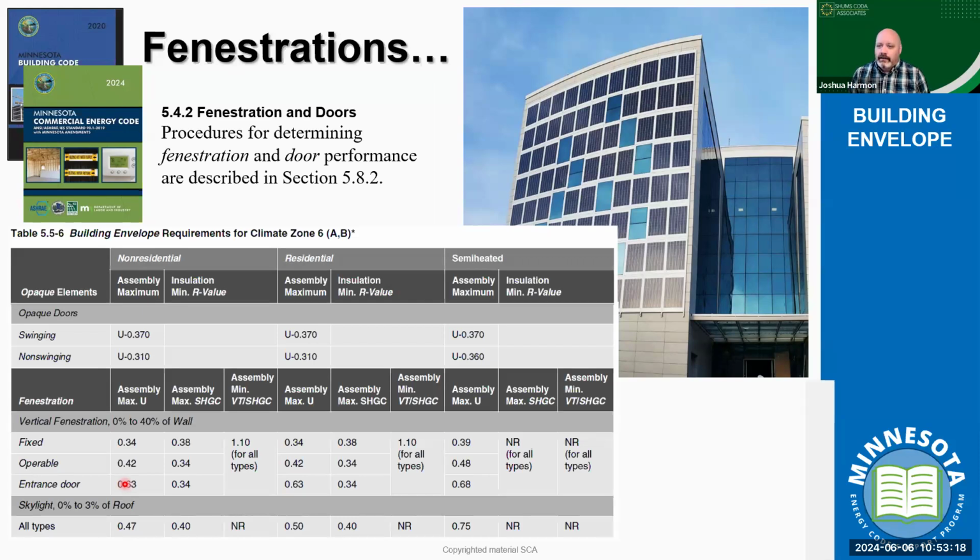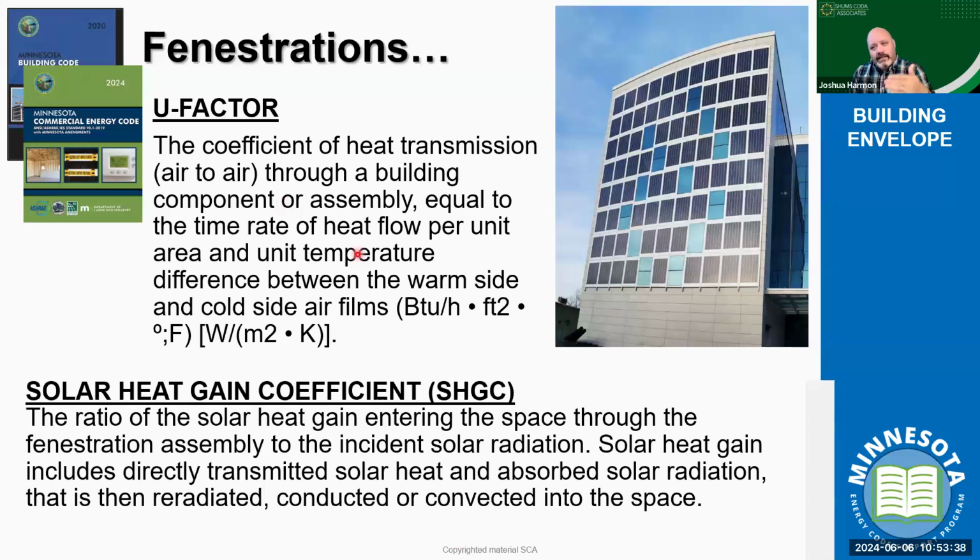So again, if we were looking at climate zone number 6, I've got my insulation in my cavity. Now I need to think about what the expectations are for a fixed or operable window within my building. We're going to have those U factors and solar heat gain. Again, like we've talked about before, the U factor is the calculation of heat transmittance, and solar heat gain is the ratio of solar radiation that makes it through an assembly into a space.